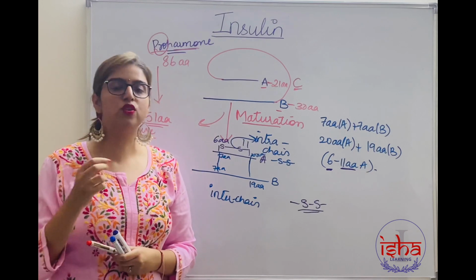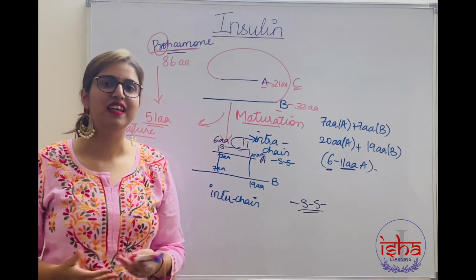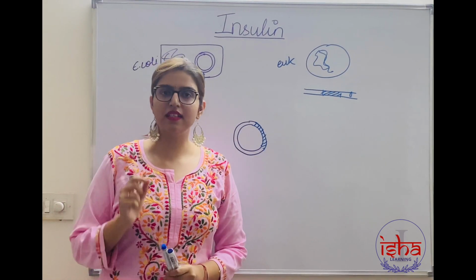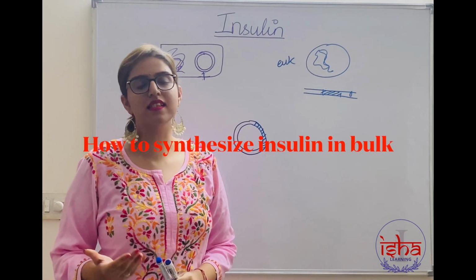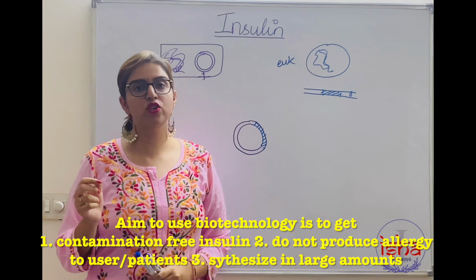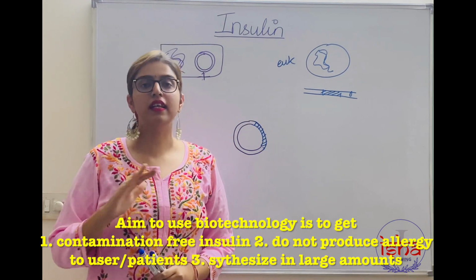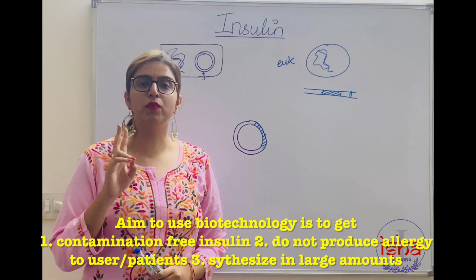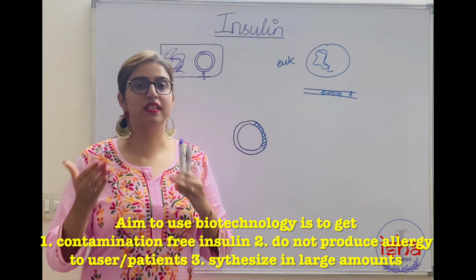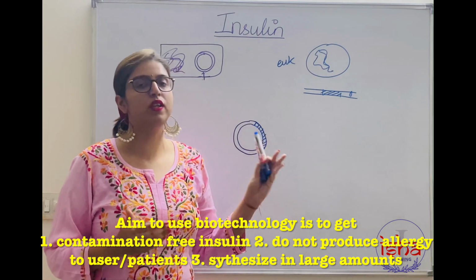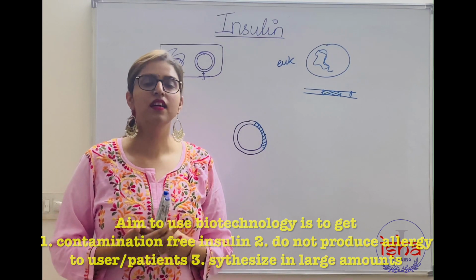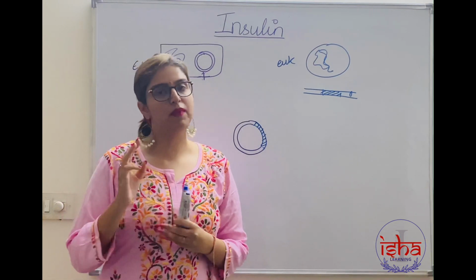Now I told you we'll talk about how biotechnology can be used to synthesize this insulin. Now we're trying to understand how we can synthesize this insulin in bulk. Okay, my aim to use biotechnology is number 1, to get contamination free insulin. Number 2, to not produce any allergy in my patients, right? So I'll take the sequence of the human insulin gene, okay, and synthesize it in very large amounts. These are my 3 aims.